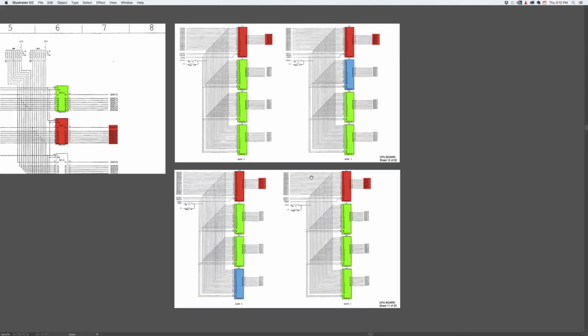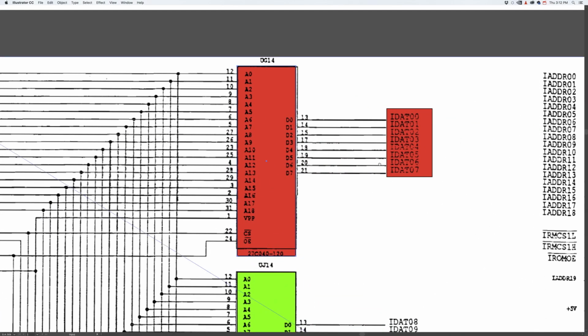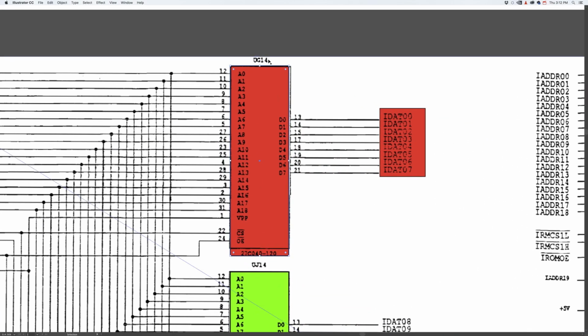There are two other ones that were showing up bad. These are the blue ones, and we'll get to those in just a little bit. But the four in a row that were bad are these four highlighted in red. If we zoom in on these, you'll see, for example, here's UG14. That's one of the ROMs that was bad, and you'll see the data connections for this EEPROM over here, labeled IDAT 0 through 7.